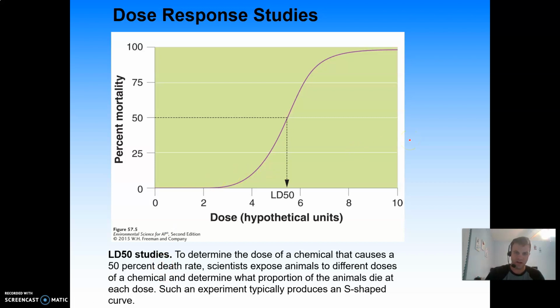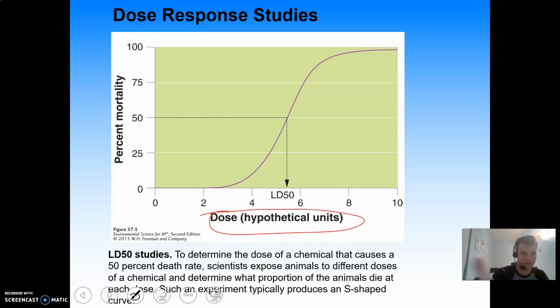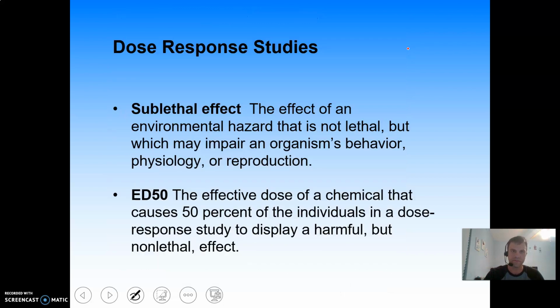So scientists will expose animals to different doses of a chemical. So you start, this is just hypothetical units. You can say concentrations, milligrams per liter, or whatever you want to say. And as it goes up, this is your percent mortality. As you get higher and higher, your mortality will go up. Once you hit 50%, right there, which would be about, in this case, 5.5, would be your LD50. And then there would be a point where like 99% of the participants died. Typically, dose response studies produce that S-shaped curve.